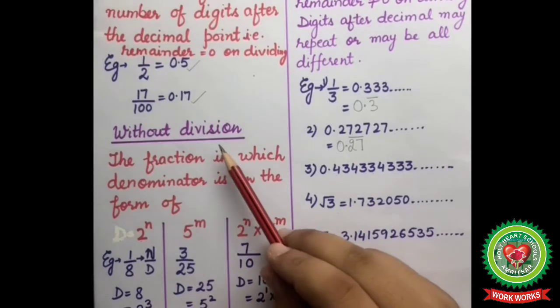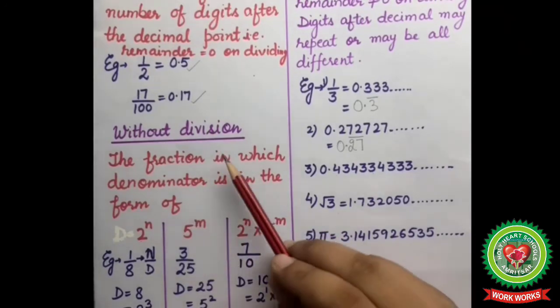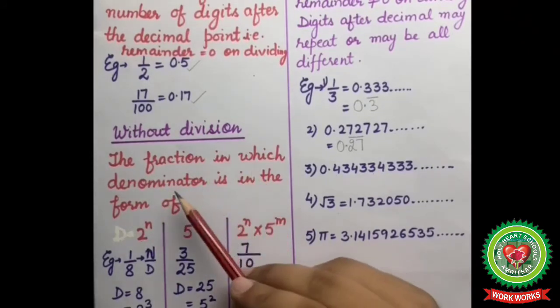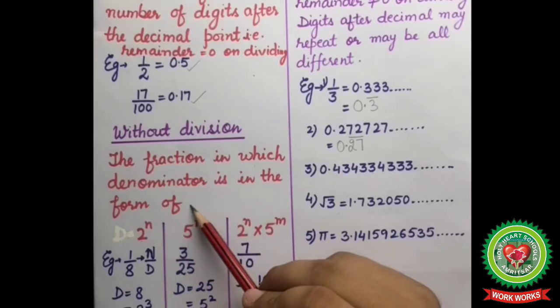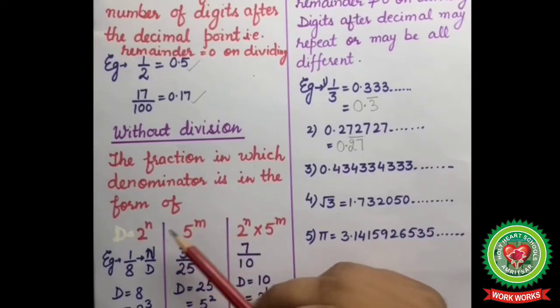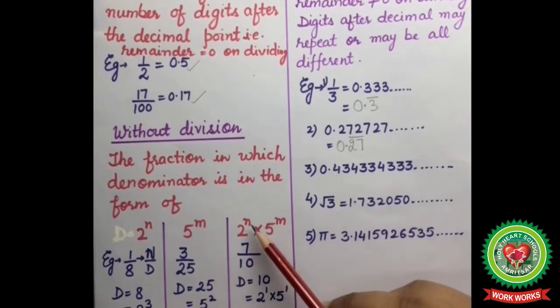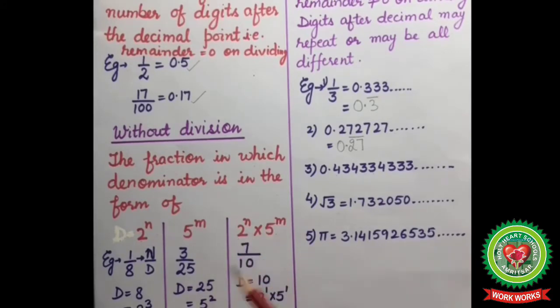Now students, in case the fraction is terminating or non-terminating, we can even tell it without the actual division also. For that, we just need to see that the fractions in which the denominator is in the form of 2 raised to power n or 5 raised to power m, or it is in the form of 2 raised to power n into 5 raised to power m, those fractions will be the terminating ones, and the fractions in which we get any other number other than 2 and 5, those will be the non-terminating ones.